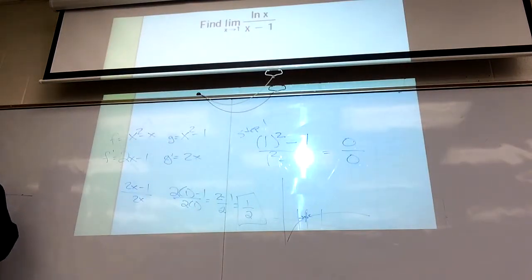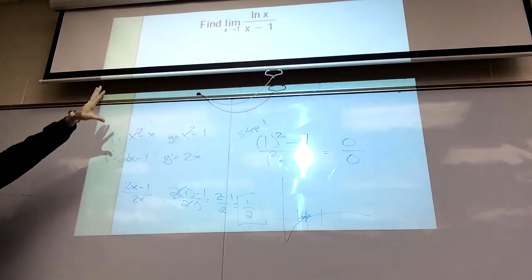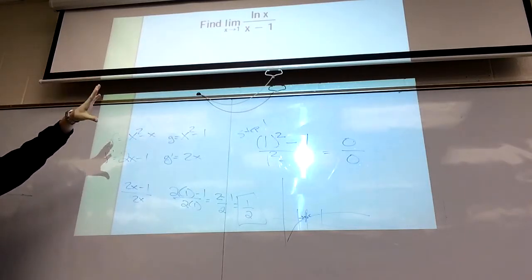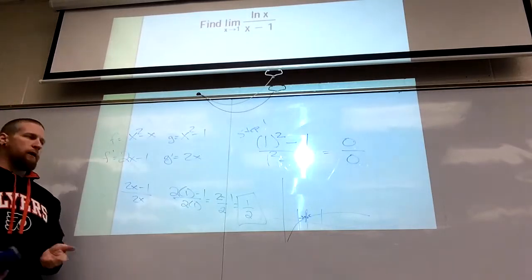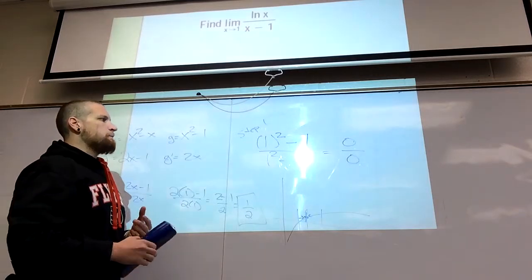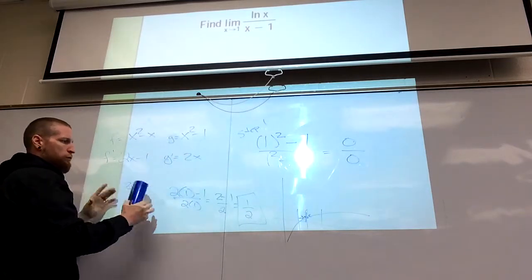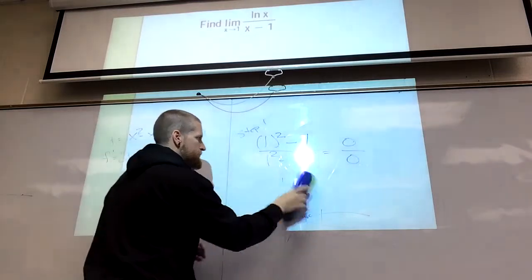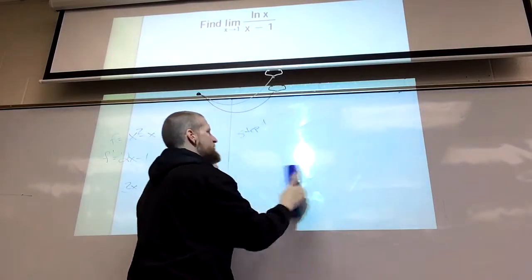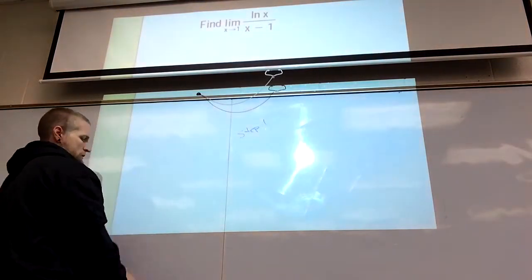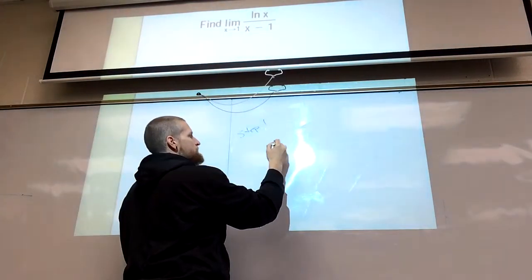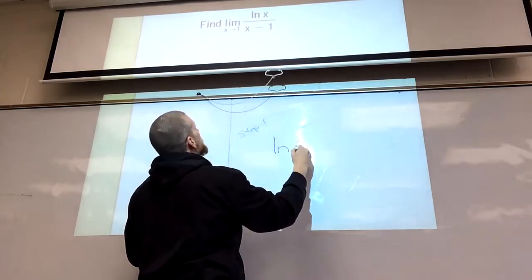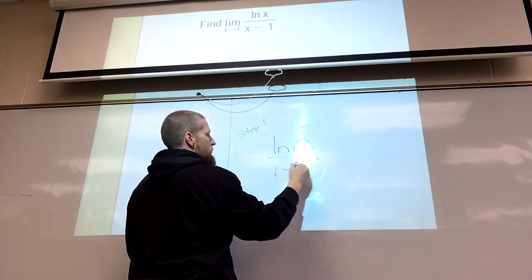Let me do another one. Here's the thing to remember: when you're doing the derivatives, you're not doing the derivative of the entire thing. It's not a quotient. You're splitting it up into a function on top and a function on the bottom, if it applies. But before you even apply the rule, the first thing you need to do is take whatever you're approaching and plug it in. So this would be natural log of 1 over 1 minus 1.